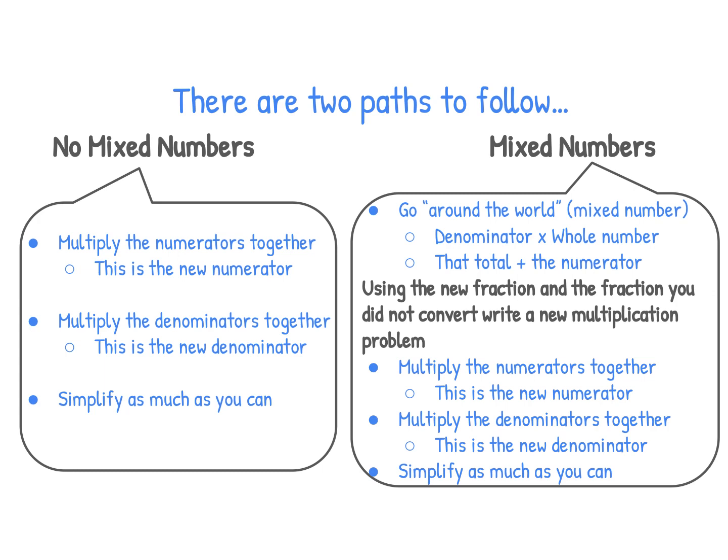Once you're done with that, you want to use that new fraction and the fraction that you did not convert and write a new multiplication problem. After that, the steps are exactly the same as they are with no mixed numbers, seeing as how you have no mixed numbers. You multiply the numerators together, that becomes your new numerator. You multiply the denominators together, that becomes your new denominator, and then you simplify as much as you can, leaving your answer in fraction form.